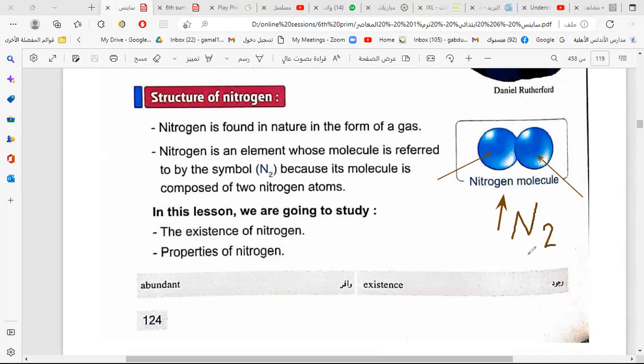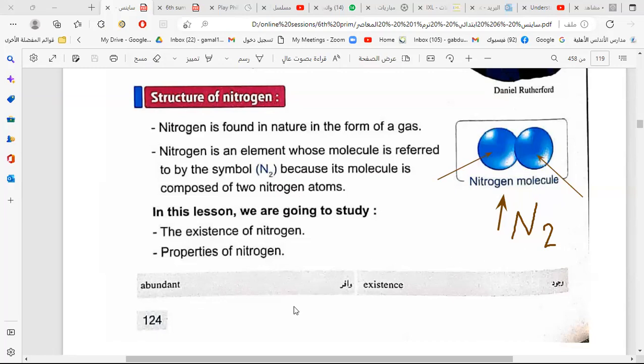Why do we call it N2? Raise your hand. Muhammad Abdurrahman: Yes, teacher, because it consists of two nitrogen atoms. Very good. A nitrogen molecule consists of two nitrogen atoms, so it is called N2.